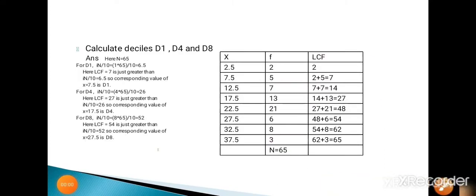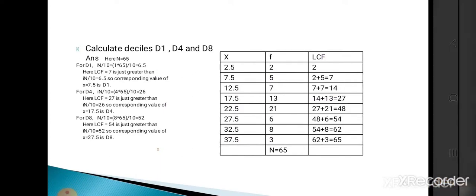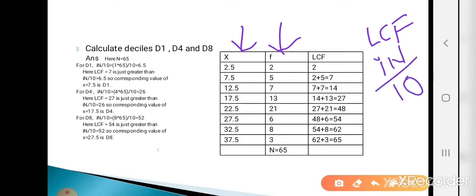Okay. Now see the example. Calculate deciles D1, D4 and D8 for the following data. Here we are given the class x along with their frequency, that means the given data is grouped data. So how to calculate the deciles for grouped data? The first step is to calculate LCF, that is the less than cumulative frequency. The next step is to calculate iN divided by 10. And the last step is to see the LCF just greater than iN divided by 10, then the corresponding value of x is your ith decile.